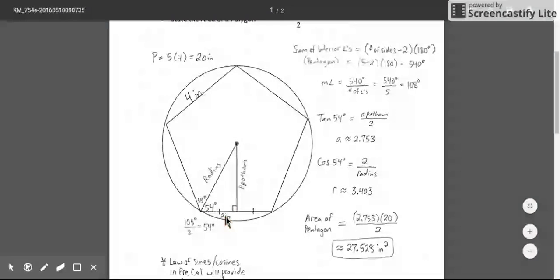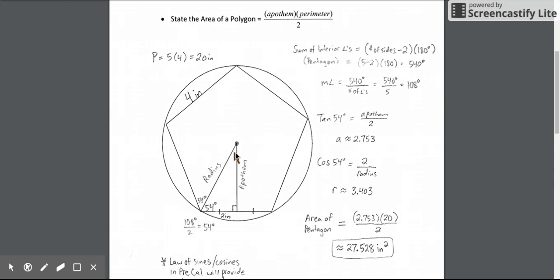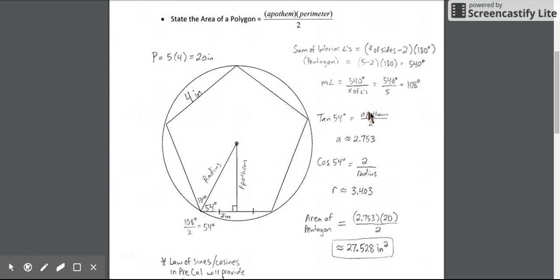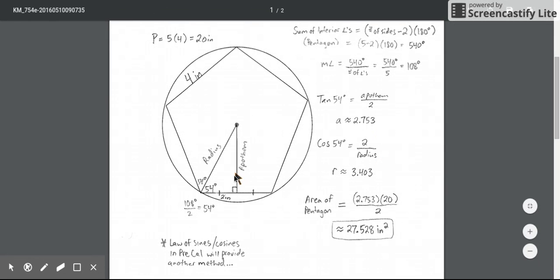We know one of the side lengths. We can use trigonometry to figure out our apothem length. Since we're dealing with the opposite side and the adjacent side relative to this angle, we could use the tangent of 54, set it equal to the opposite side, which is our apothem, over our adjacent side, which is 2. Cross multiply to solve, and we get our apothem length is about 2.753. We could also solve for our radius if we really wanted to. We could use cosine, not necessary to find the area though.